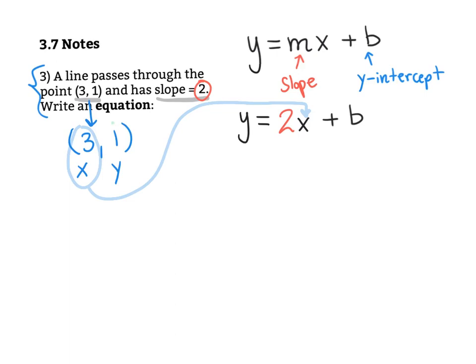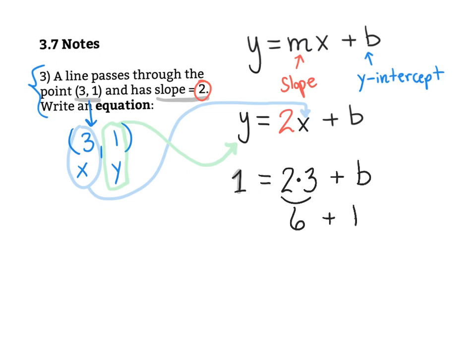And then I'm going to take 1, which is the y value, and plug it into the y in the equation. Let's see how this looks. So y is 1, and that's going to be equal to the slope times 3, which is the x, plus b, which is the only thing we don't know. 2 times 3 is 6, so I can simplify that.